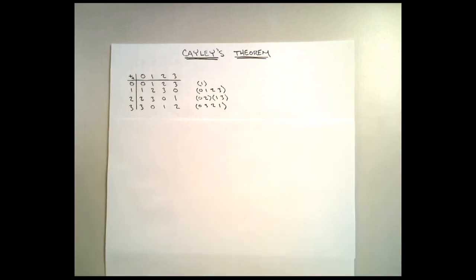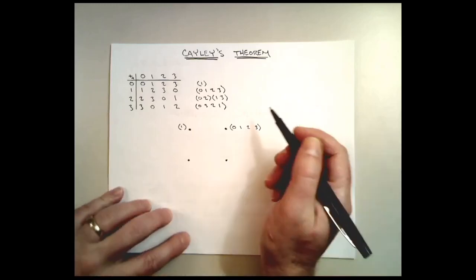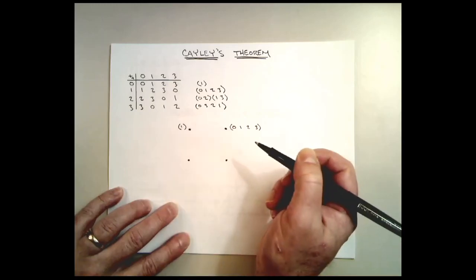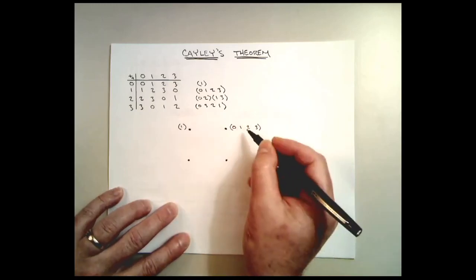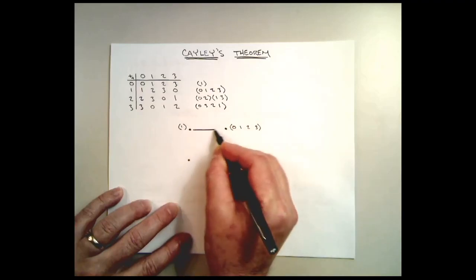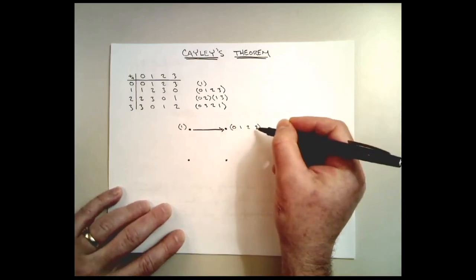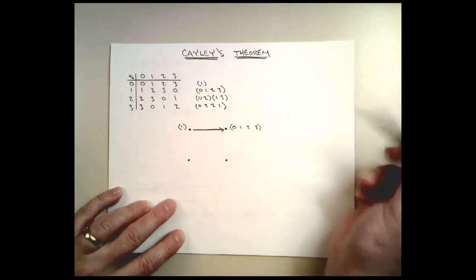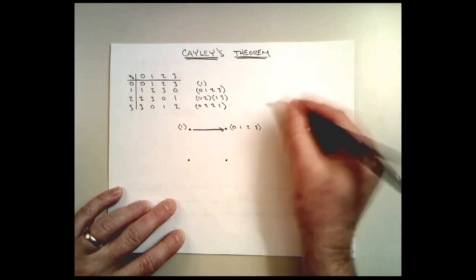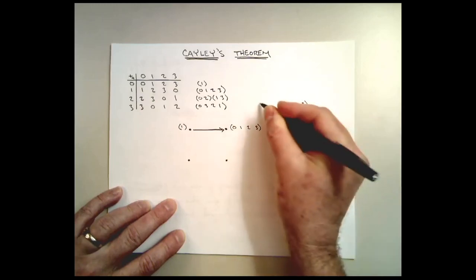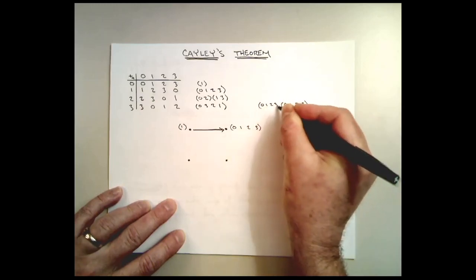So let me draw a Cayley graph that uses these 4 permutations. I've gotten it started here. So I'm going to let this vertex represent the identity permutation, and I'm going to let a solid arrow represent multiplication by the permutation (0 1 2 3). Well, let's see what happens if I do that twice. Let's see, (0 1 2 3) followed by (0 1 2 3).